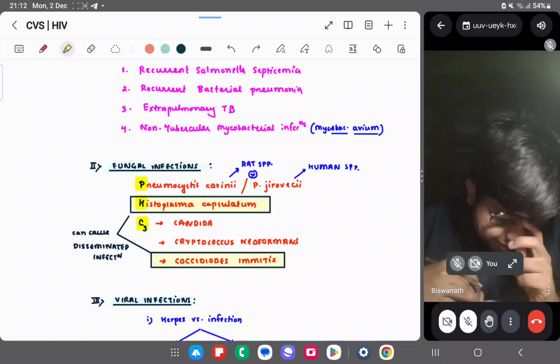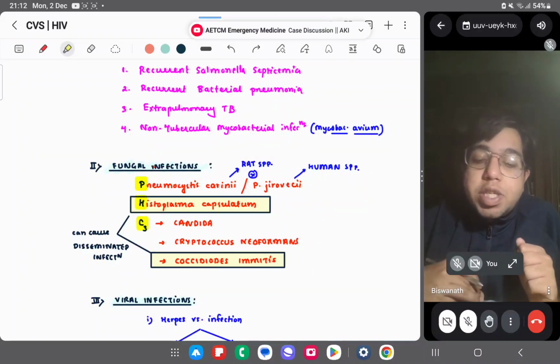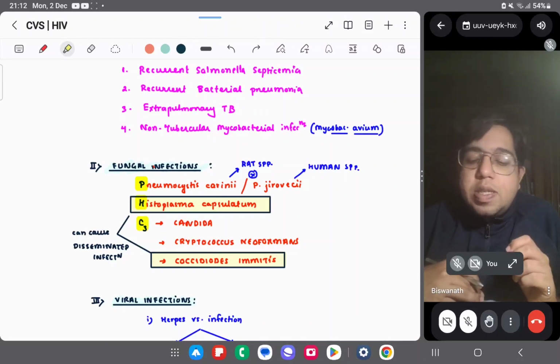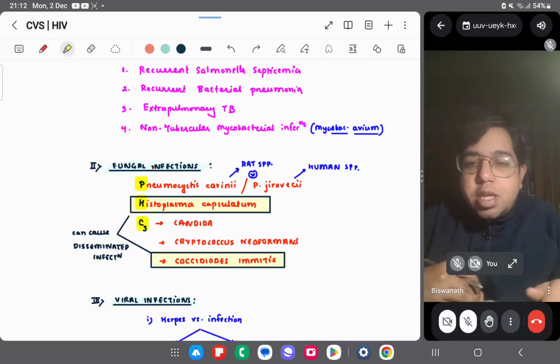We can have fungal infections. Sorry, it's a fungus, right? So fungal infections we can remember by PHC3. Okay, PHC3 means Pneumocystis carinii as well, and Pneumocystis jirovecii as well. Carinii is a rat species and jirovecii is a human species. Carinii doesn't cause infection in us, right?